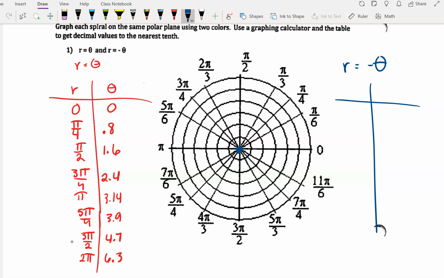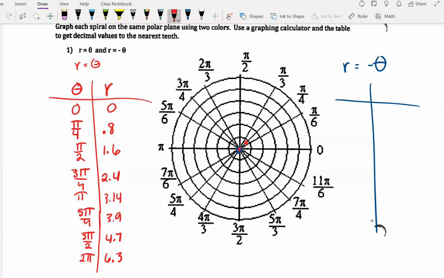And then my next point is going to be at, the angle is going to be... just realized I had these backwards. The angle should have been here, and r should have been there. So the angle is 0, and the radius is 0. And then when the angle is pi over 4, the radius is going to be 0.8. So I go over to pi over 4, and 0.8 is going to be just less than 1.